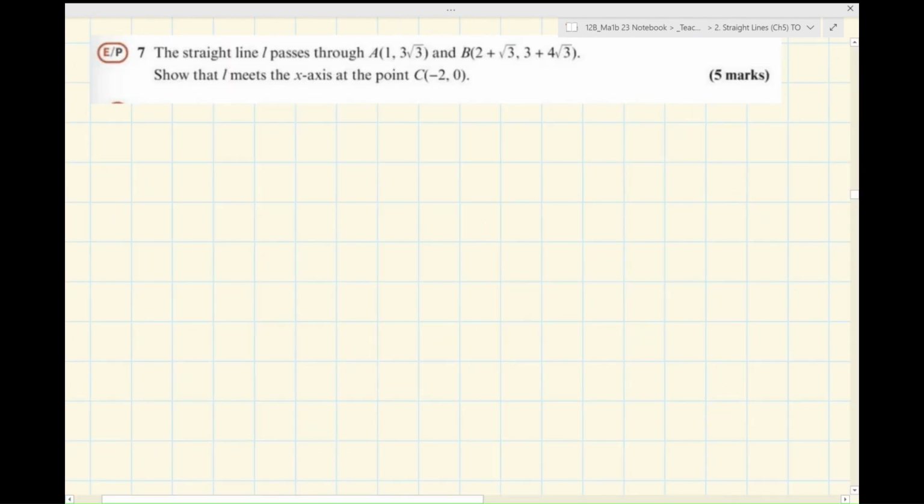Question 7. I have a line which passes through the point A and through the point B.